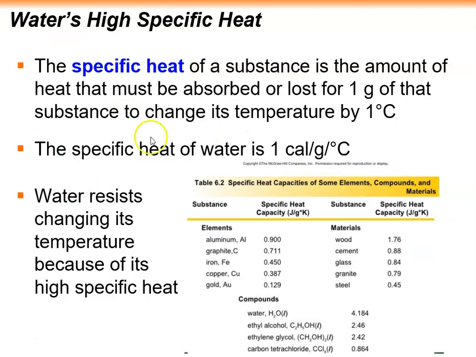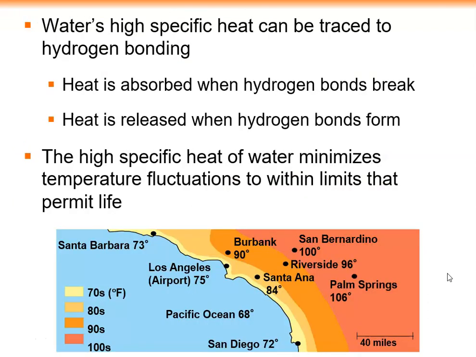And so it's got a very, very high specific heat. What does that mean? It means that to increase the temperature of water by a little bit, you need to add more energy as compared to other molecules, other elements, other compounds. So water, as you can see right here, is the highest here because you need to add a lot more energy to water to change its temperature.